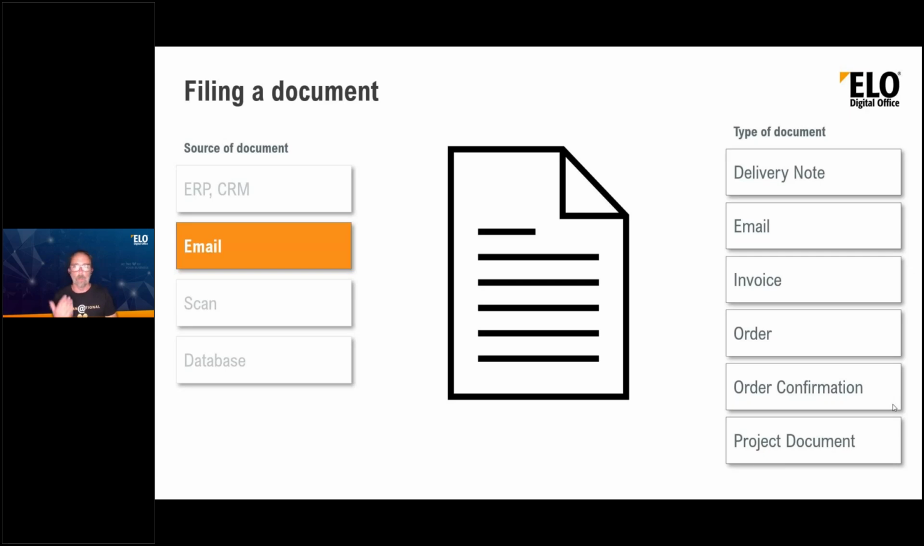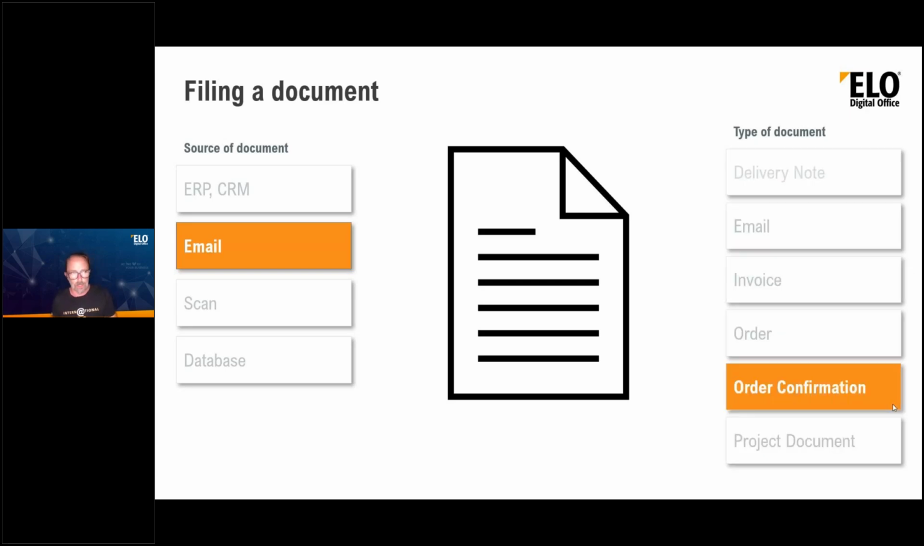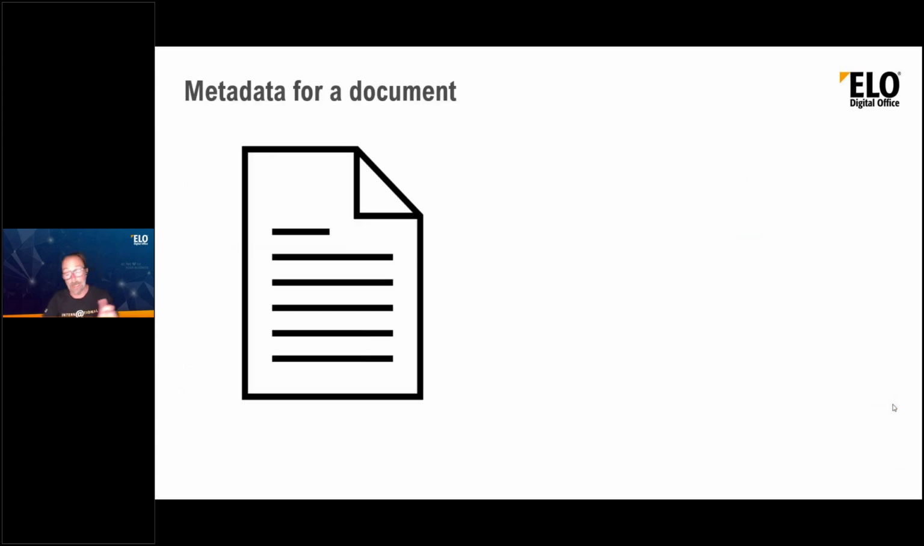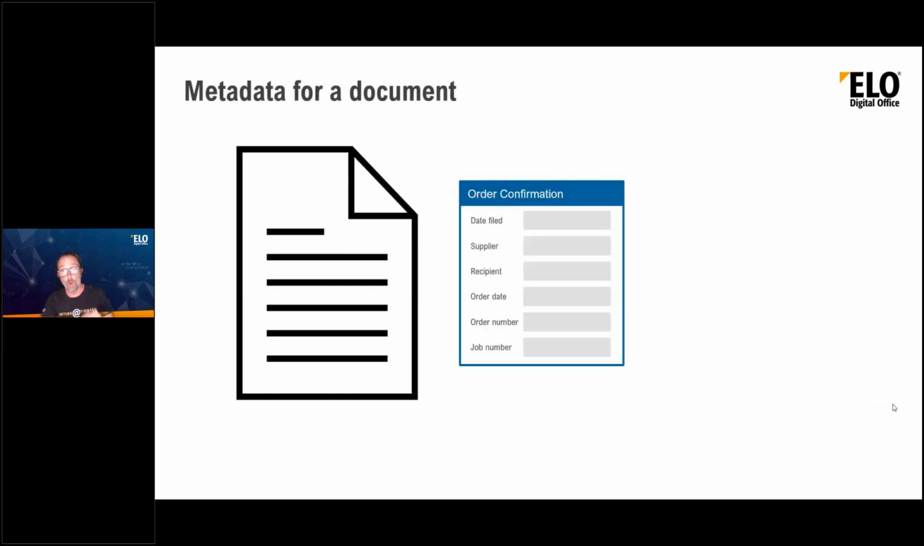So let's say we received an order confirmation with an email. And that's the start for creating a record. Because in the document, you have some metadata in there. So you have some information in there. And this is what you have to add to your document. So we have our document. We have classified the document as an order confirmation. And now we have to fill in the metadata for the document.